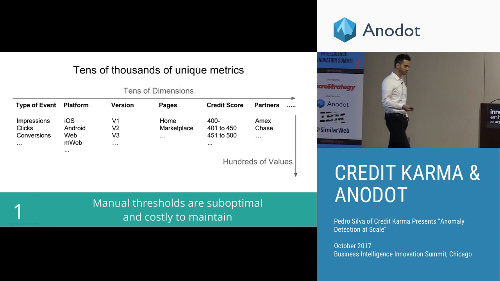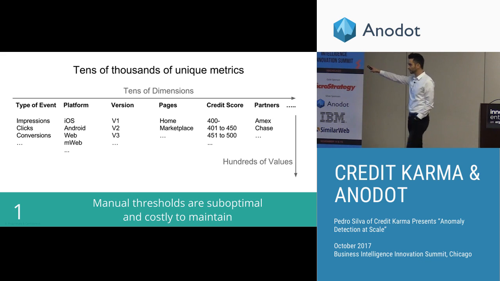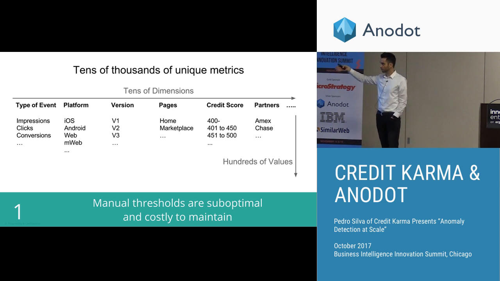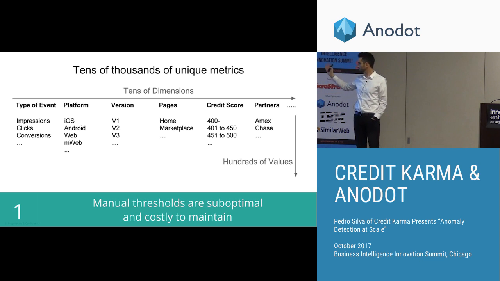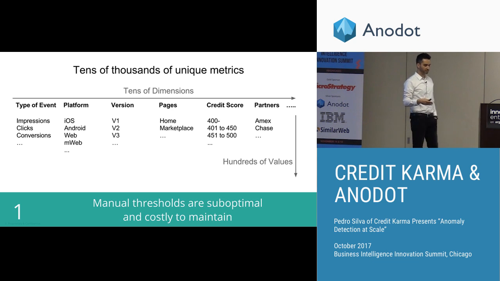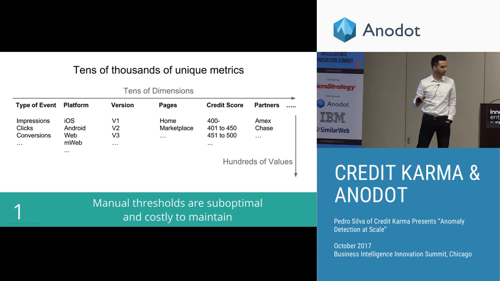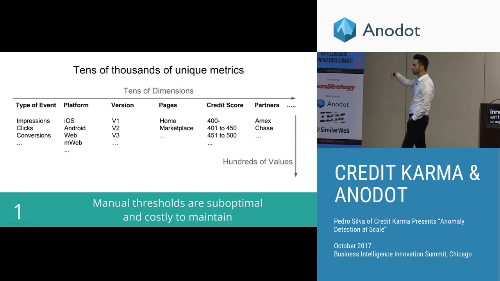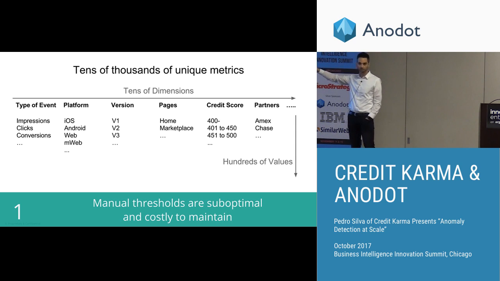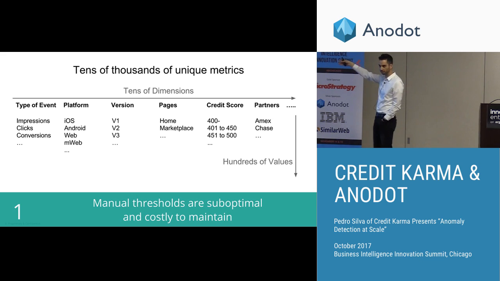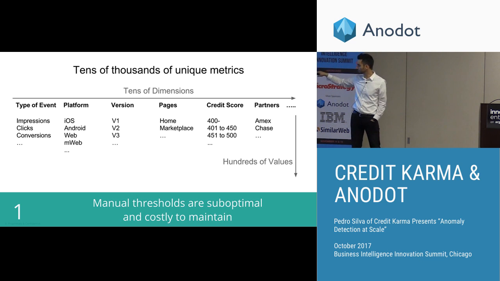When you get to a stage in your business in which you need to measure across multiple dimensions, so at Credit Karma we care about tens of dimensions. For example, the type of event, the platform, the version of the app, the pages that the users go to, the credit score of the user, the partners. When you get to a stage where you actually need to track the business across all these dimensions, it becomes really hard because each of those dimensions has tens to hundreds of values. So if you want to go to the finest level of granularity on, for example, measuring total clicks on iOS, on V3 of the app, on a specific page for users within a specific score band and clicks on a specific partner, it becomes really hard to monitor all the combinations that come up from these metrics.